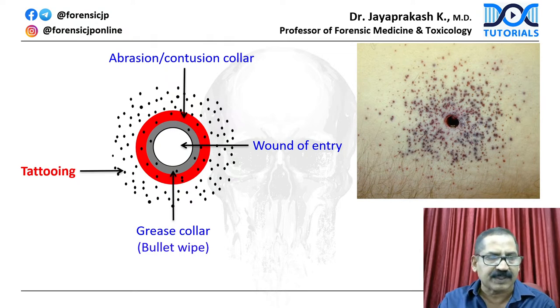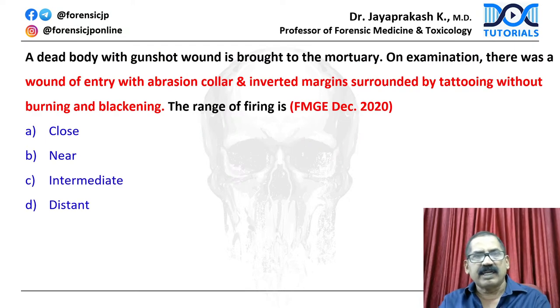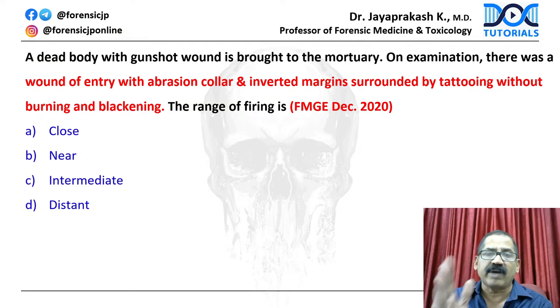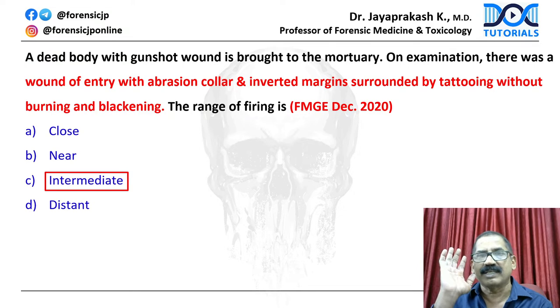If this picture is given in the exam, immediately you can say that it is intermediate shot. Now, a dead body with gunshot wound is brought to the morgue. On examination, there was a wound of entry with abrasion collar and inverted margin surrounded by tattooing without burning and blackening. Range of firing is automatically, you got the answer, intermediate.